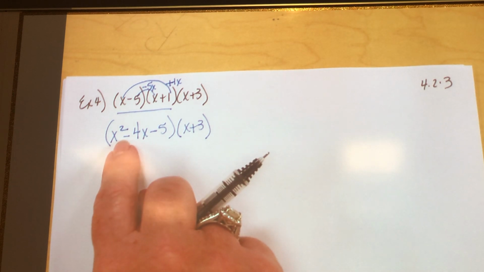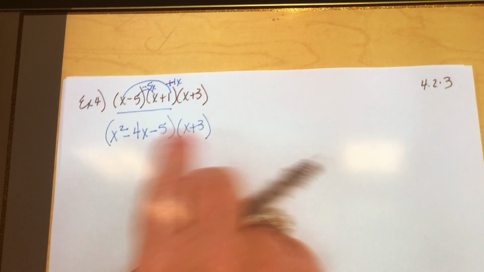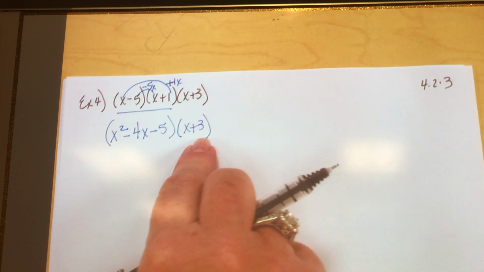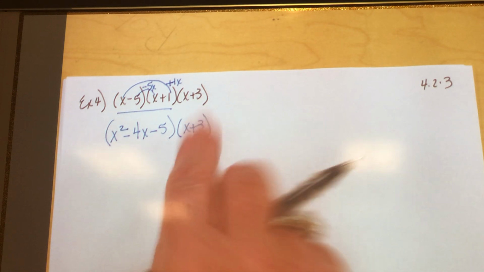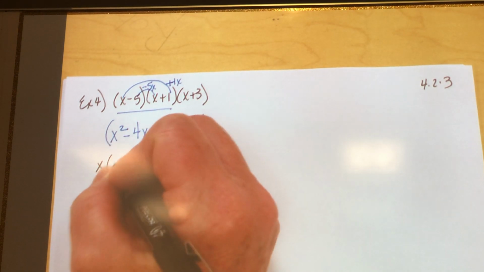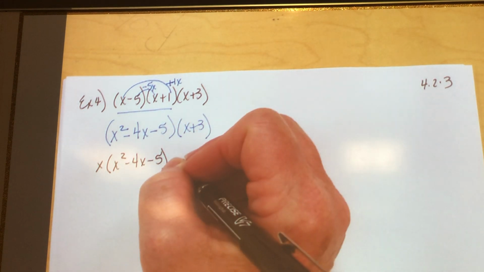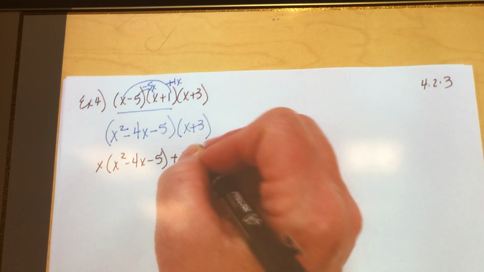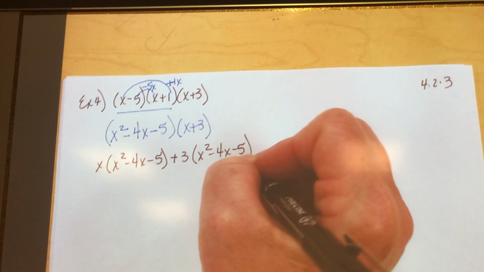Yes. You could say x squared times x plus 3, negative 4x times x plus 3, negative 5 times x plus 3, and multiply it all out. But it's generally easier and faster to do the small one. So x times x squared minus 4x minus 5, and then positive 3 times x squared minus 4x minus 5.